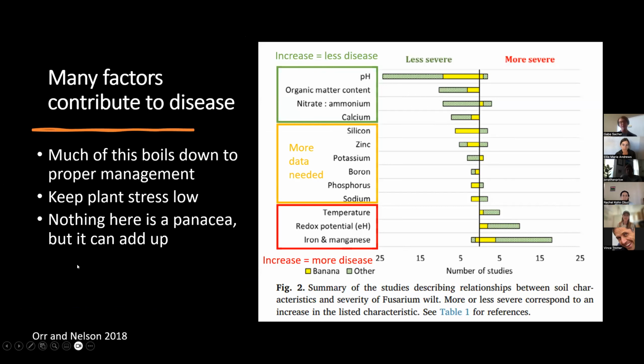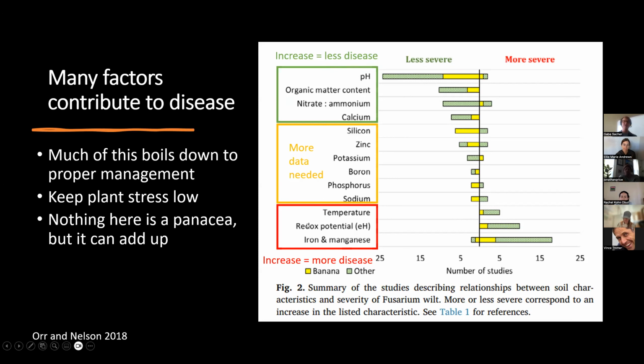And I mentioned temperature because it's the number one factor that really drives Fusarium, but there are many other factors which have been tested. Many of them need more study, but here's a little cheat sheet. An increase of pH, so a more basic soil, more organic matter, more nitrate as compared to ammonium, and more calcium in your soils will make the disease less bad, whereas higher temperatures, higher redox potentials, and higher levels of free iron and manganese will really make Fusarium worse.